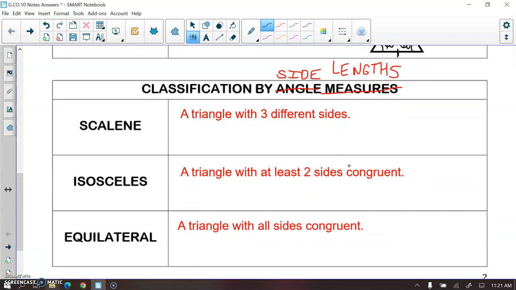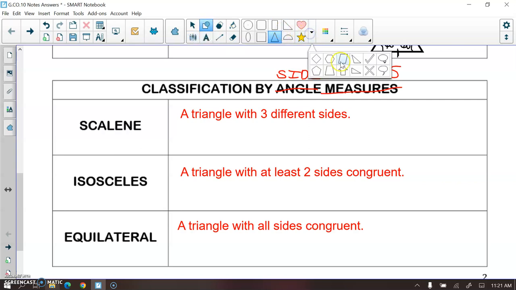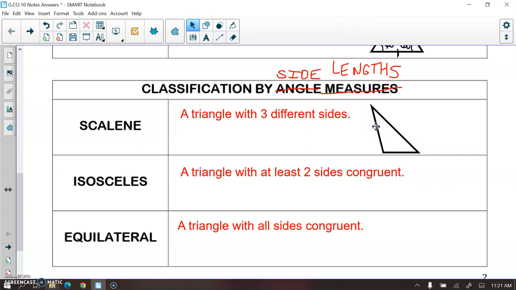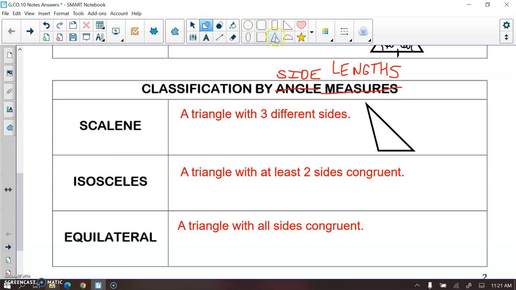Now we're going to get into three classifications by the side lengths. So a scalene triangle is a triangle with three different side lengths. So all three sides are of a different length. So it could look something like this. That would be a scalene triangle. All three sides are different lengths. An isosceles triangle is a triangle with at least two sides congruent. So that would be something like this, where this side is congruent to this side.